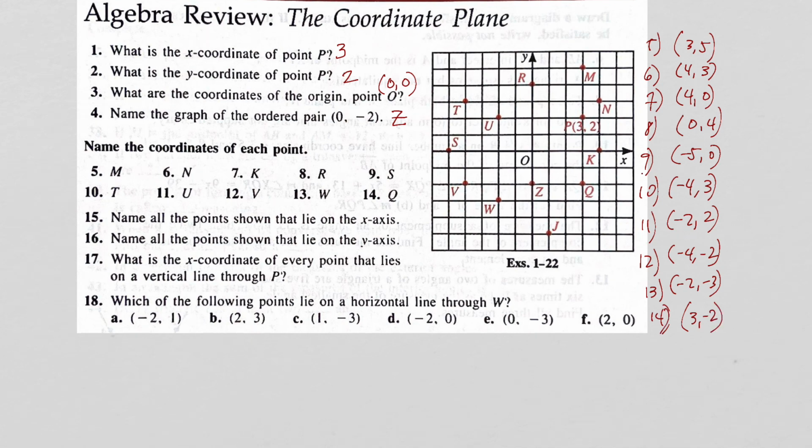That's it. Number 15, name all the points that lie on the x-axis. Here's the x-axis, so S and K lie on that. Number 16, name all the points that lie on the y-axis. Here's the y-axis, so R, O, and Z. I didn't write that very well.